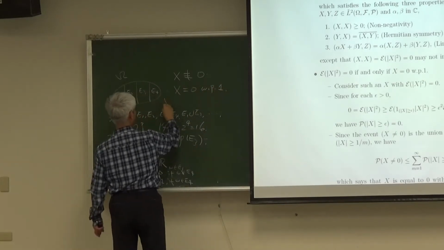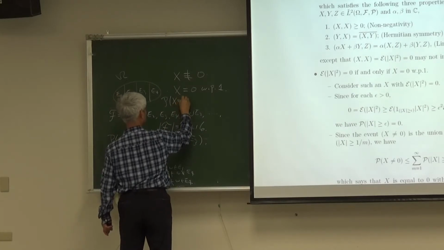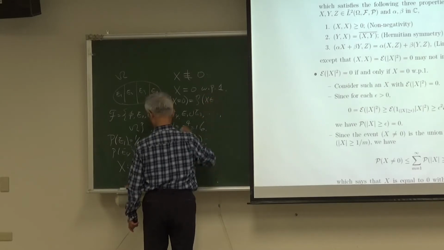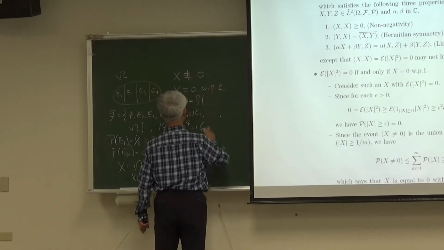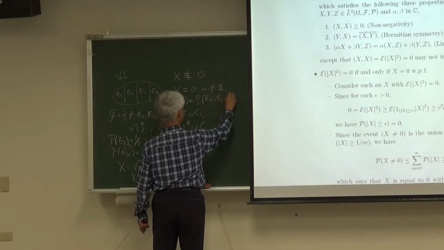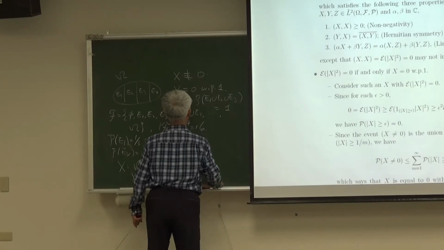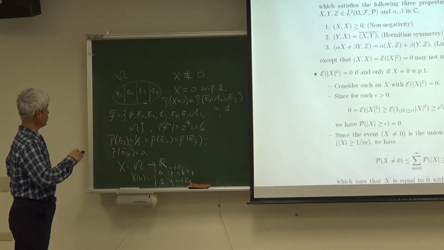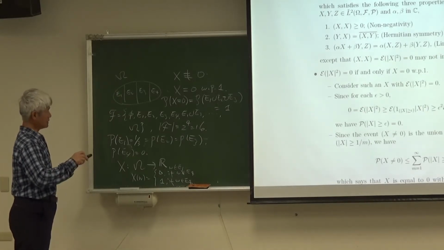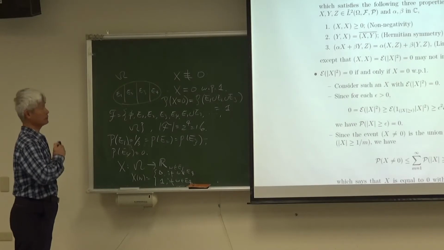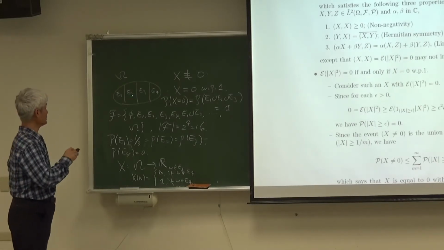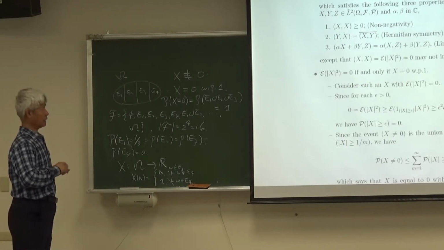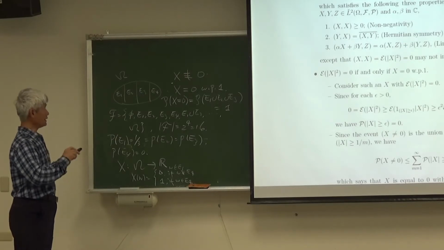Why? Because the probability that X is equal to 0 is the probability that ω is in E1, E2, or E3, and this is 1. The event X equal to 0 means that ω is in E1, E2, or E3, so this is the probability of the union of these three events, and it is equal to 1, because 1/3 plus 1/3 plus 1/3 is 1. So X is equal to 0 almost surely, but X is not identical to 0.